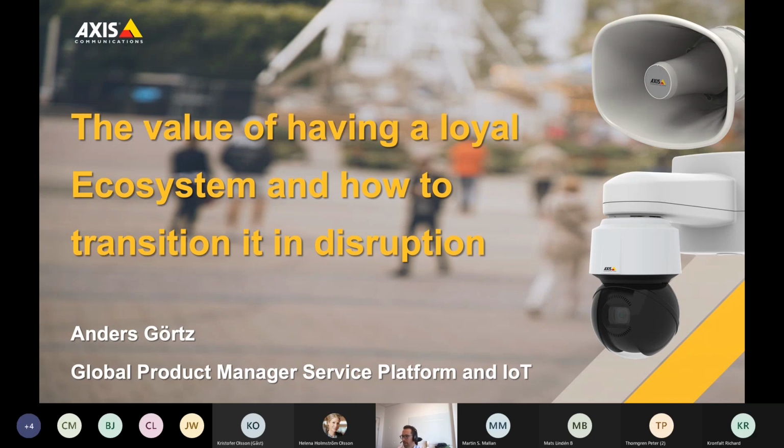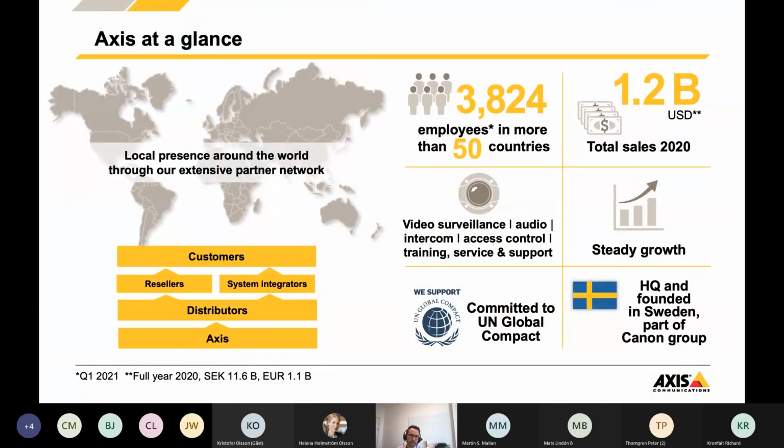And as I said, I'm responsible for our service platform and our IoT initiatives and the opportunities that opens up around IoT. I have some corporate slides here in the beginning, just to mention a bit. We have a turnover a bit over $1 billion US dollars. We're a Swedish founded company, part of the Canon Group. We make video surveillance and audio intercom and we're about 4,000 people in 50 countries.